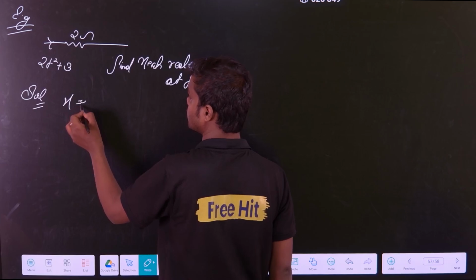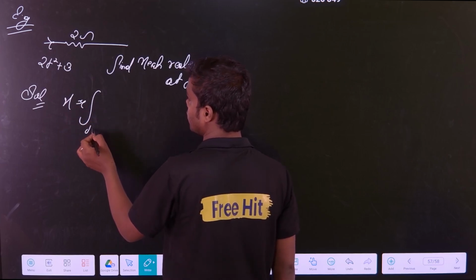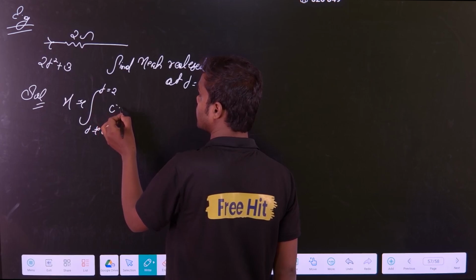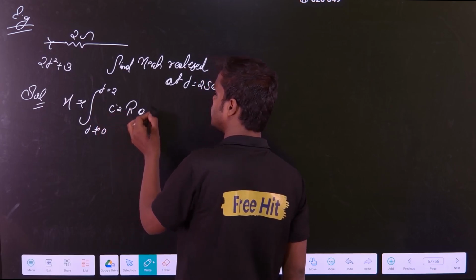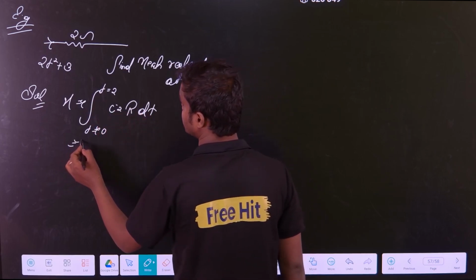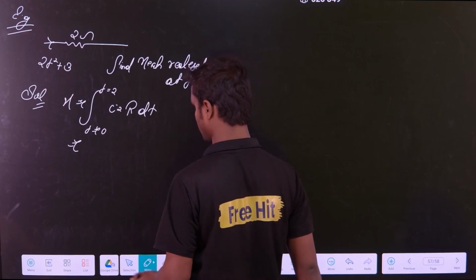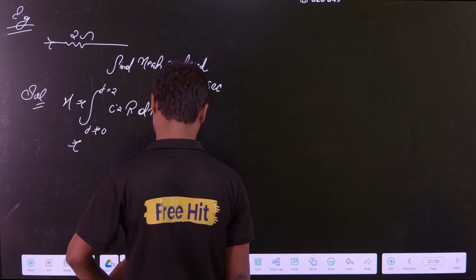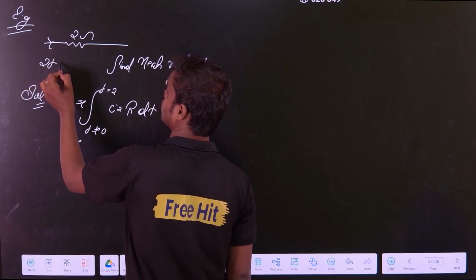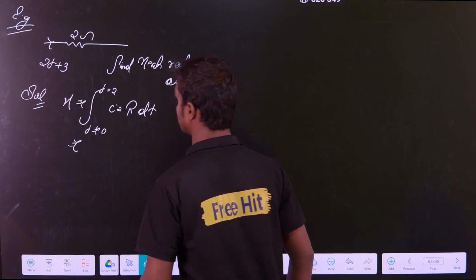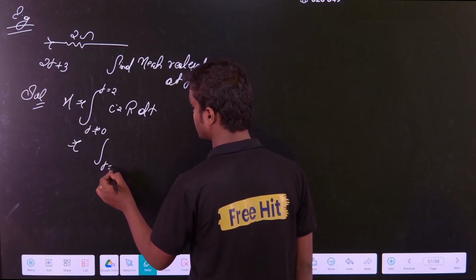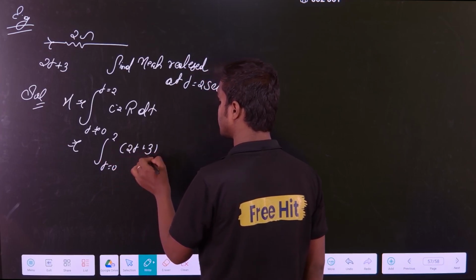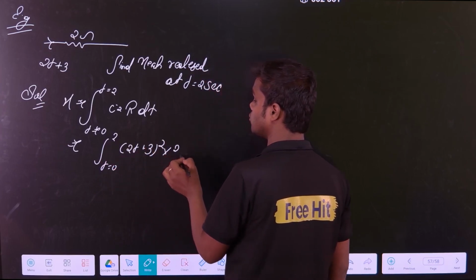H is equal to the integration from t is equal to 0 to 2 seconds of I square into R into dt, correct? Now what is I square? Just do the square of this, or make it a little simple for the calculation purposes. So from 0 to 2, I square is (2t plus 3) whole square. Resistance is 2 ohm, into dt.